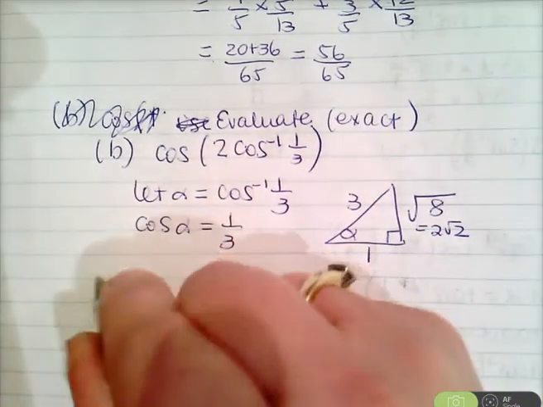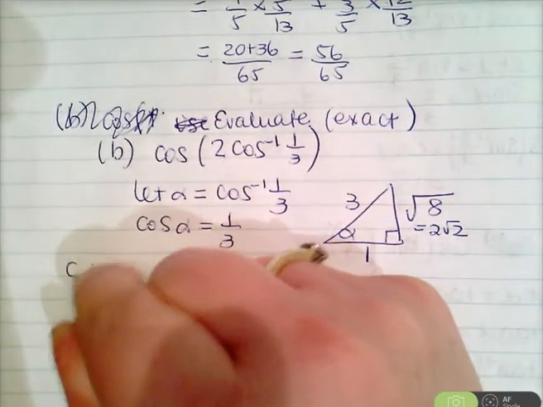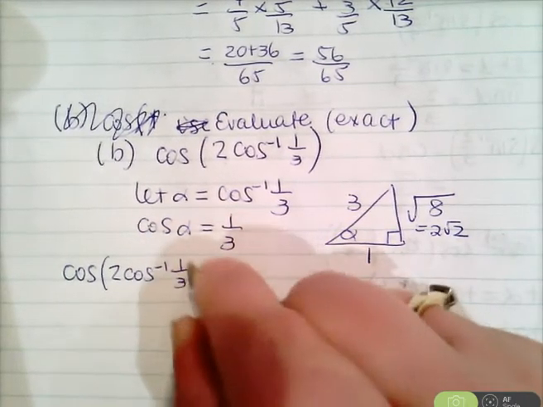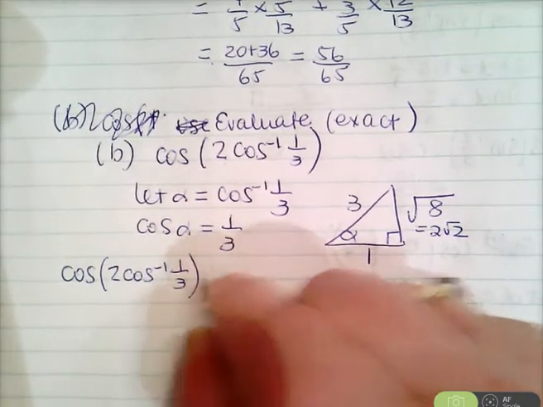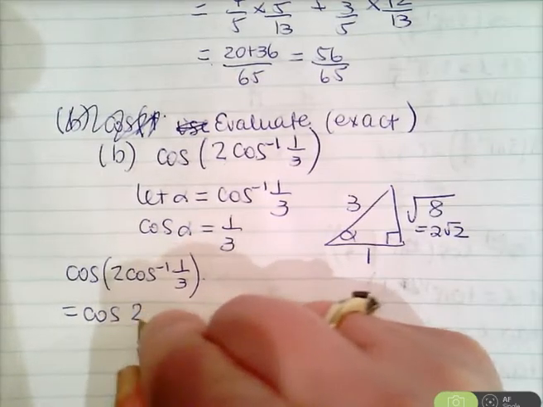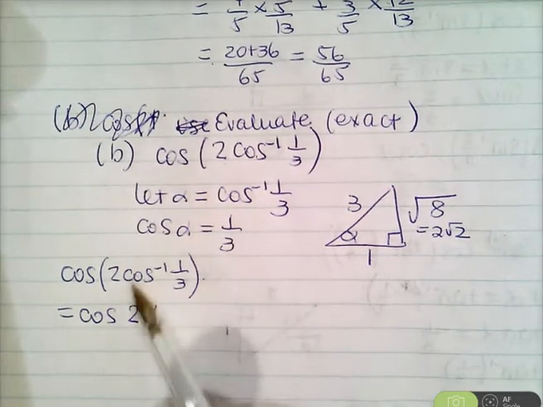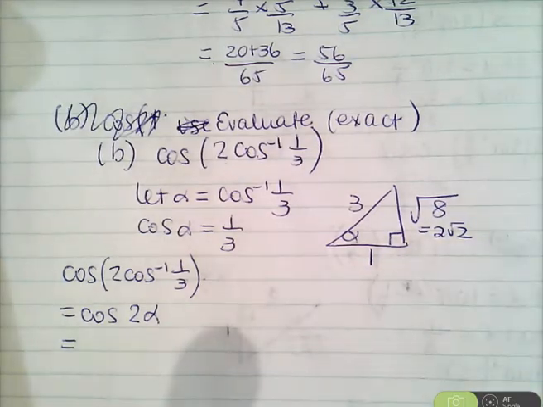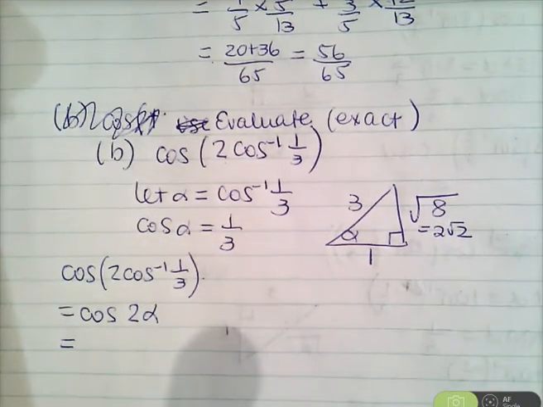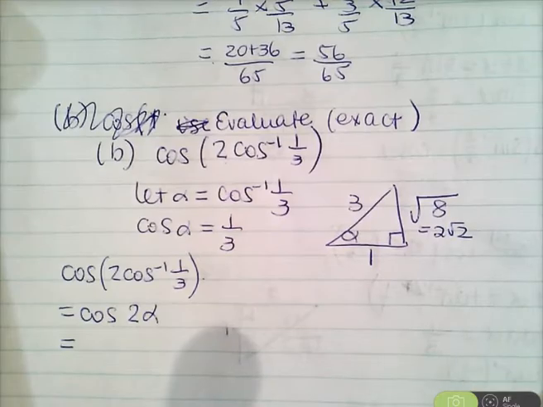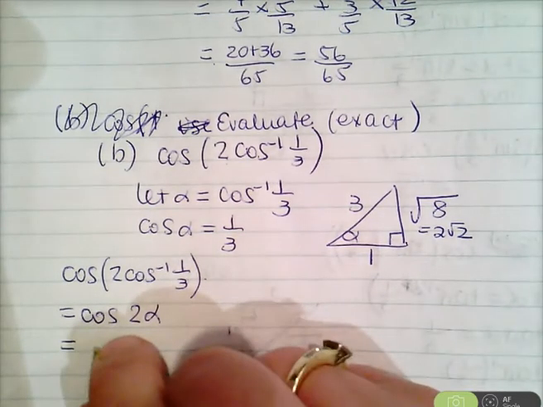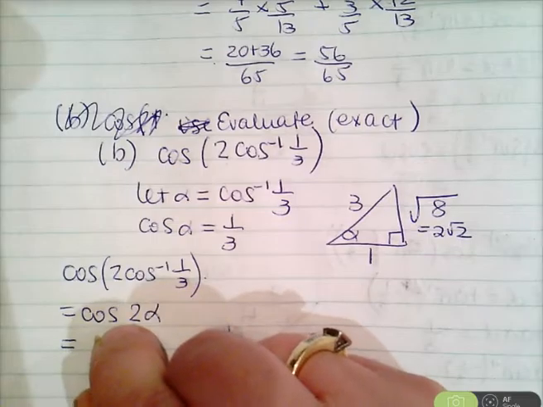Okay, now we're trying to evaluate cos of 2 times cos to the minus 1 of 1/3, which is the same now as evaluating cos of 2 alpha, because we've let alpha equal cos to the minus 1 of 1/3. Now we can use any double angle result we want. Remember, we've got cos of 2 alpha could be 2 cos squared alpha minus 1. It could be cos squared alpha minus sine squared alpha.